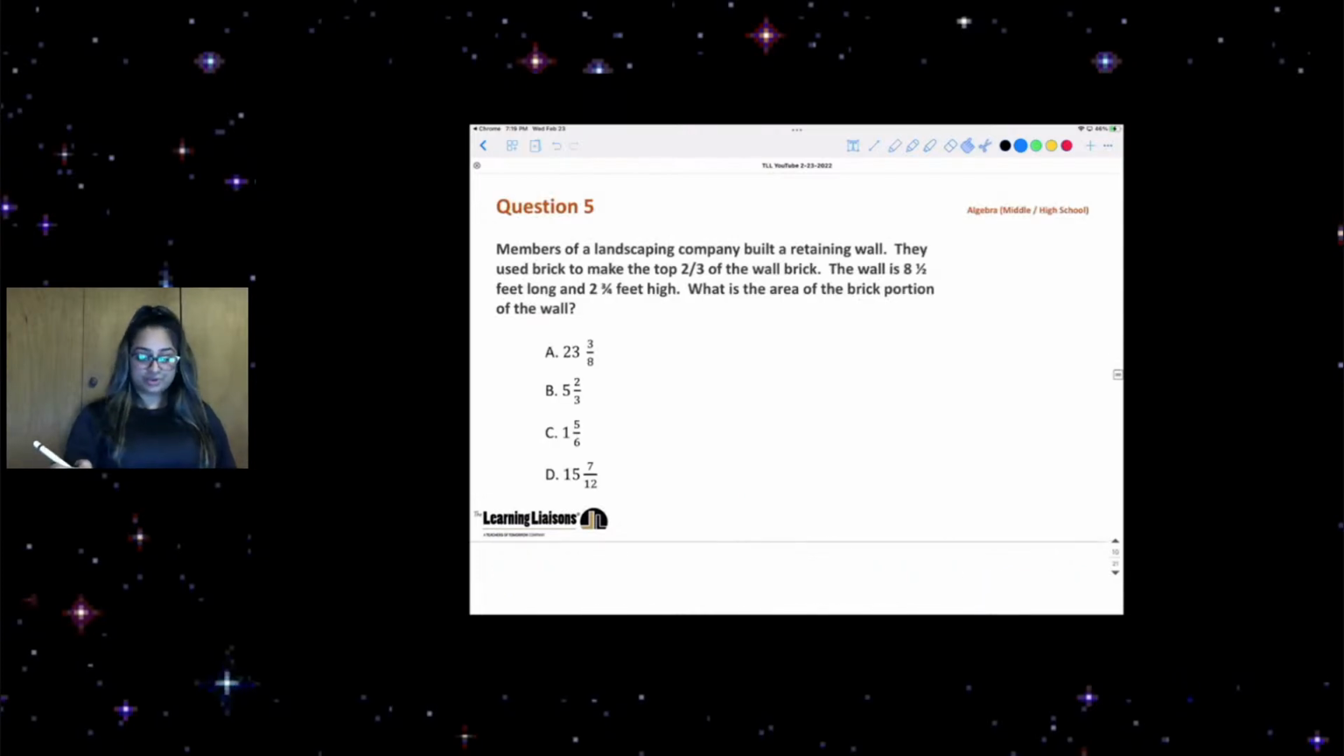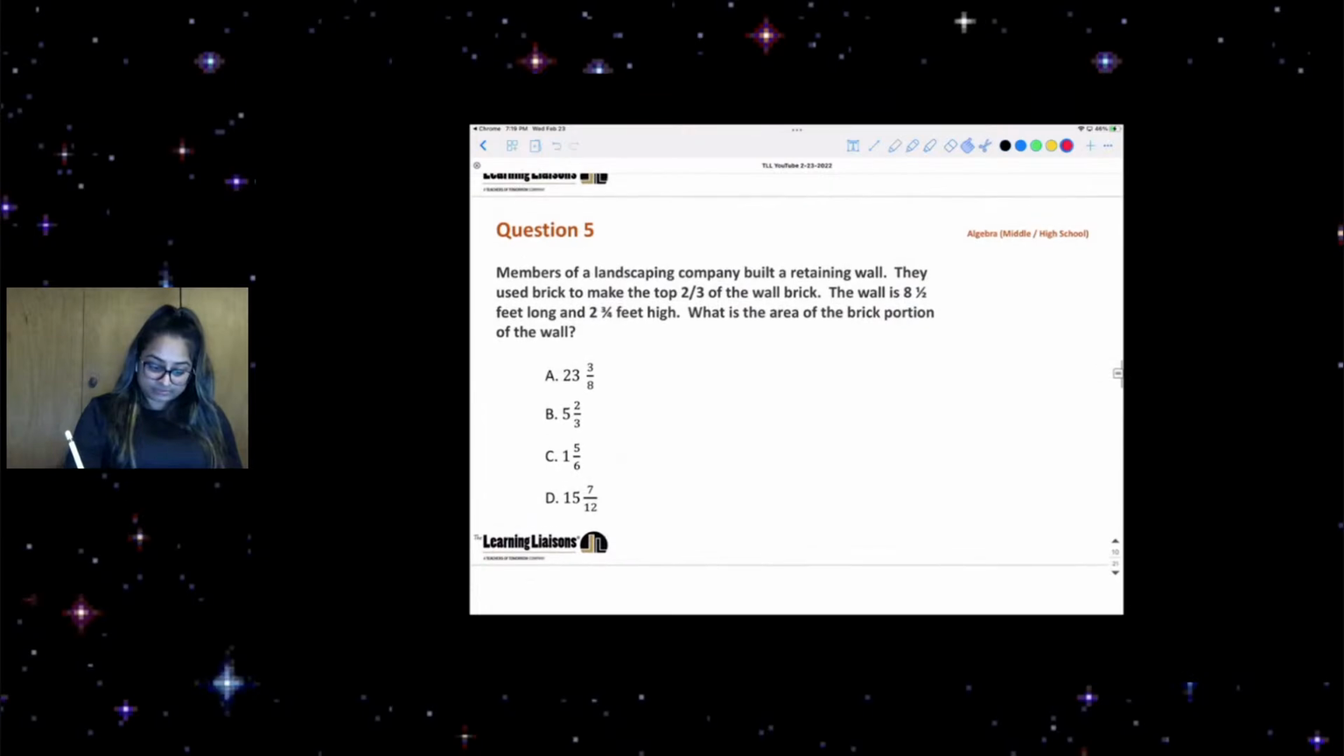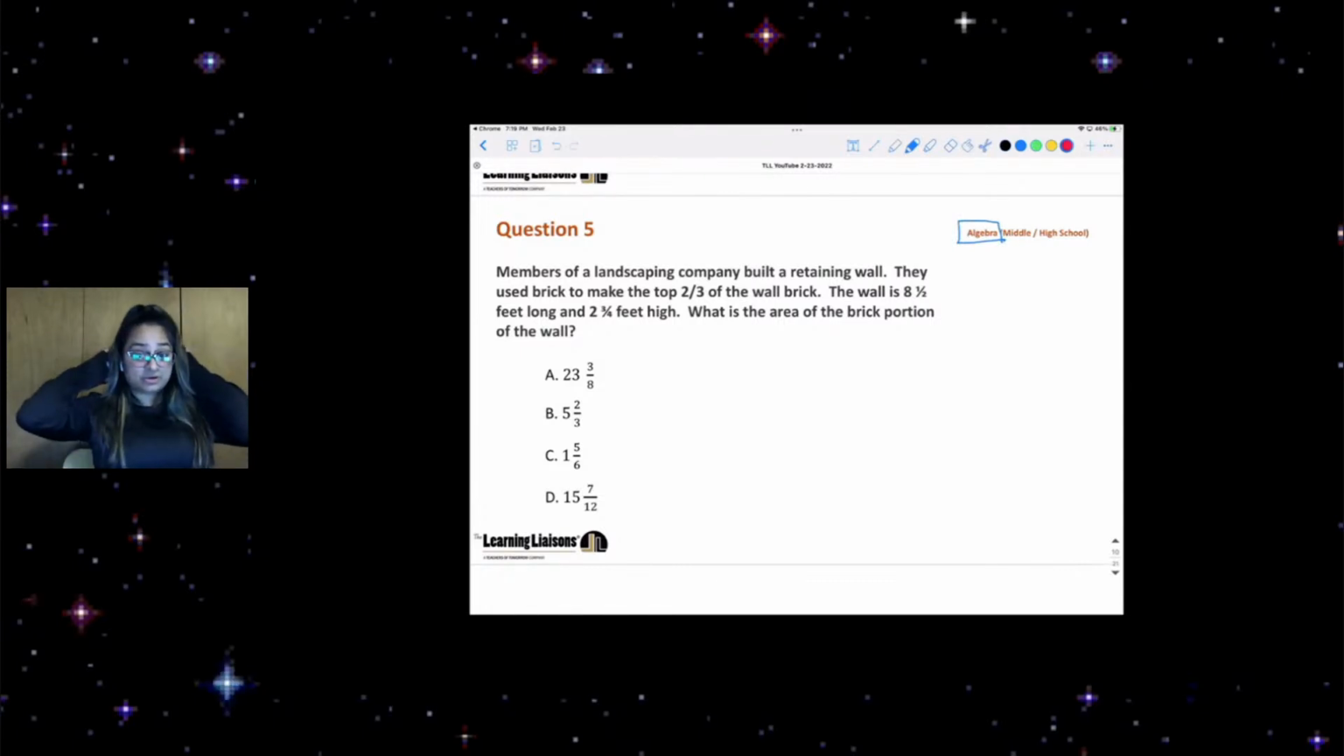All right, let's go to number 5. Number 5 is an algebra problem. It is an algebra problem that is a middle or high school level. So members of a landscaping company built a retaining wall. They used brick to make the top 2/3 of the wall brick.